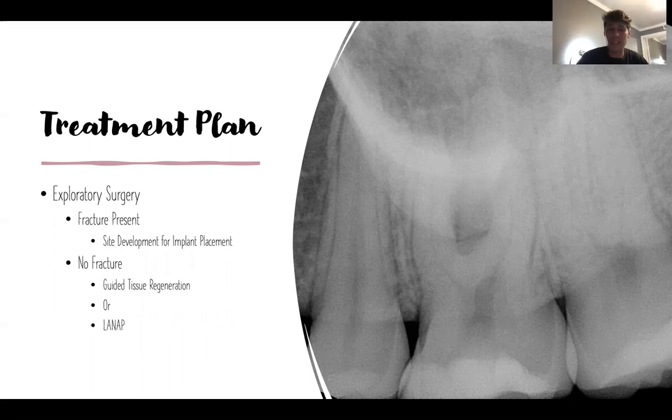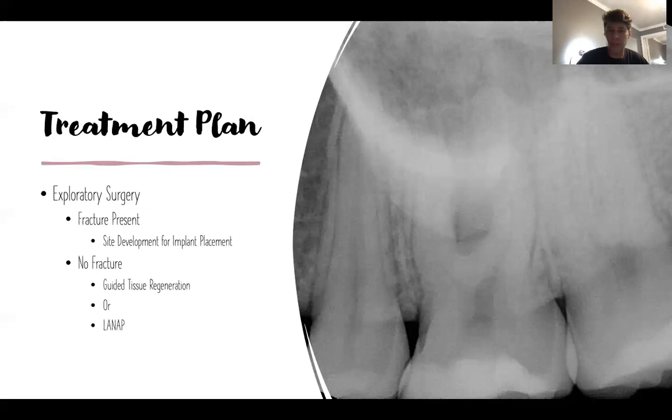We need to be able to visualize what's going on and why this isolated defect is present on this one tooth. If a fracture is present, which I'm assuming I will find, I'm going to do site development for implant placement based on the limited interseptal bone to engage that immediate implant into and sinus floor proximity. If there's no fracture present, a couple different things that we can do.